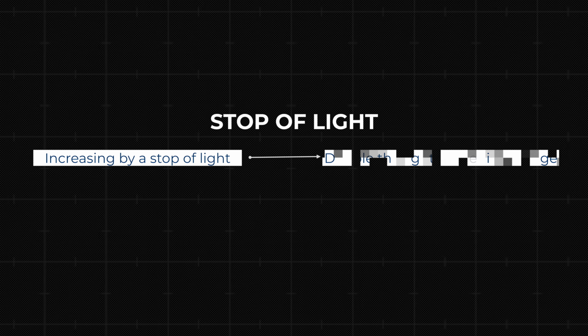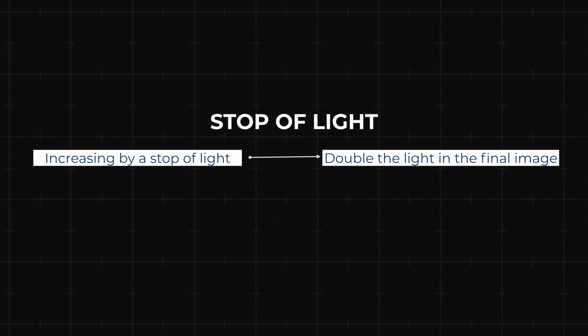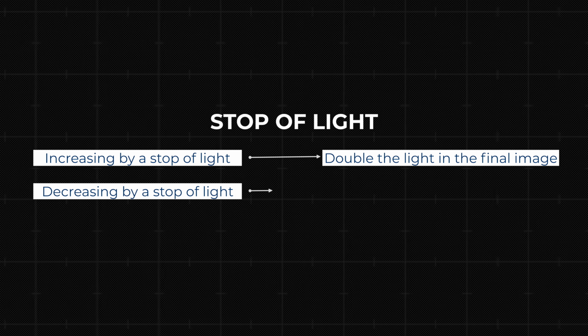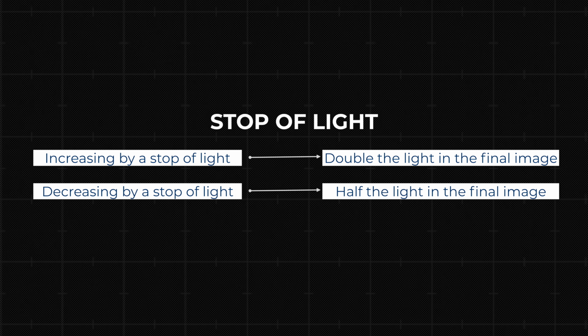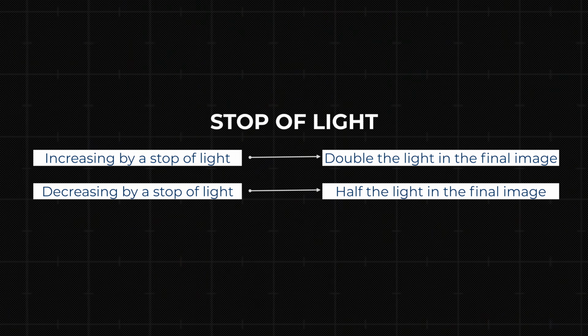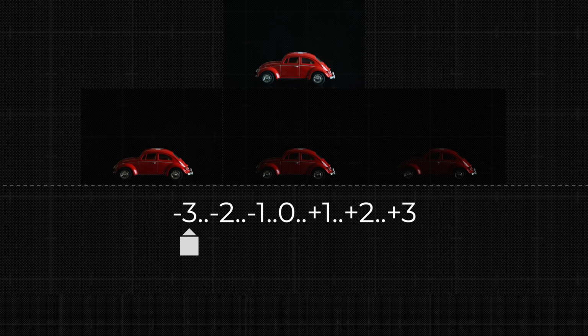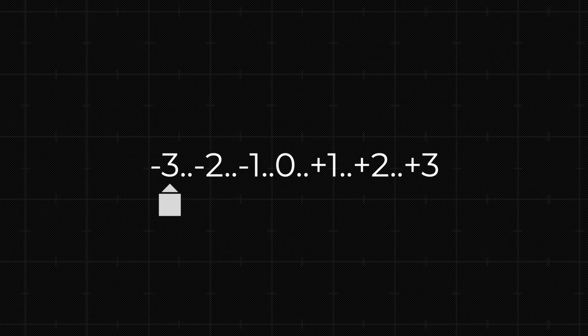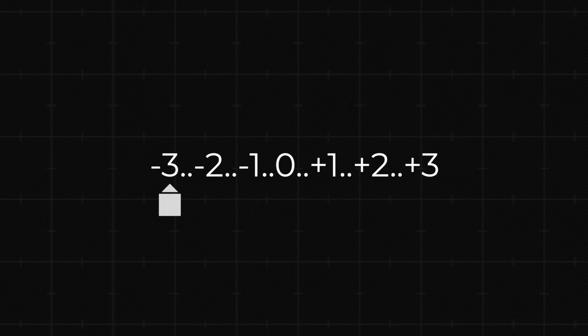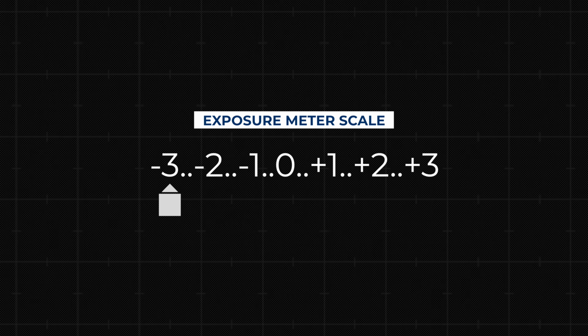Increasing exposure by a stop means doubling the amount of light in the final image, and decreasing the amount of light by one stop means cutting down the amount of light in the final photograph by half. And just to understand visually the impact of a stop of light on a photograph, I'm going to show you a series of images, each time either increasing or decreasing the exposure by one stop of light. This is all the information that we need to know and understand about this concept at this point. That too, because this forms the basis to understand the exposure meter scale.